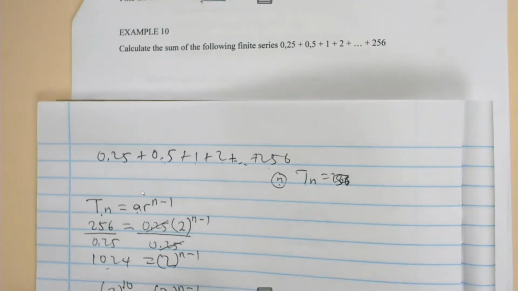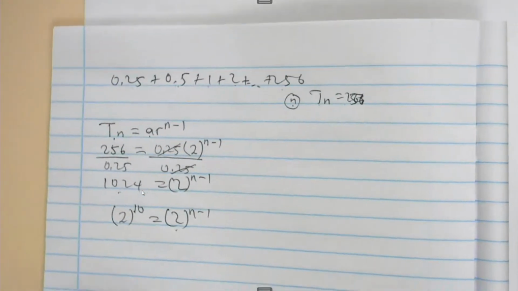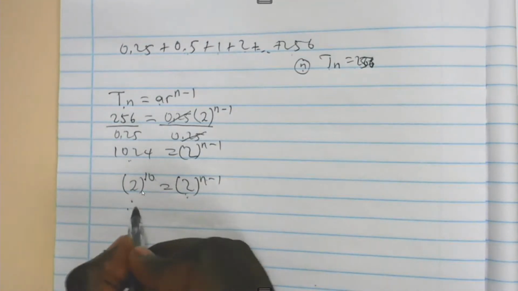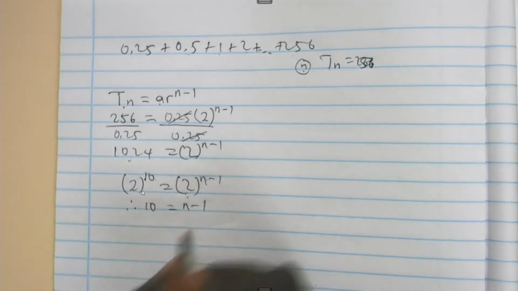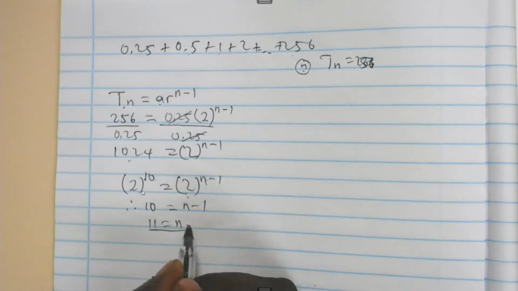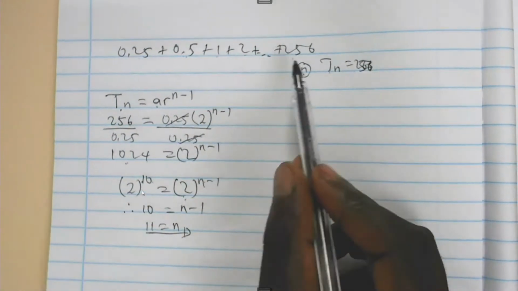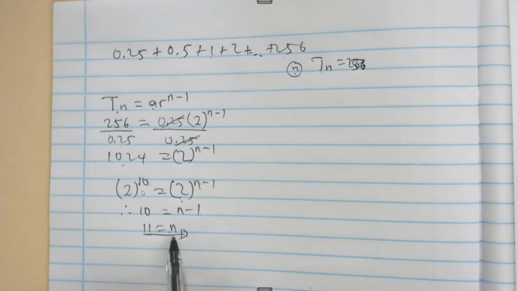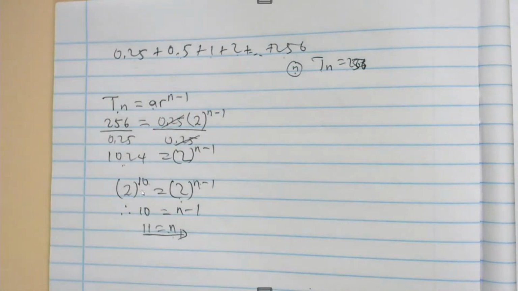If the bases are the same, we equate the exponents. Therefore, 10 is equal to n minus 1. Transposing, we have 11, equal to n. Therefore, 256 is term number 11. So in this question, we are required to find the sum of the first 11 terms of this geometric series. The geometric series is 0,25, 0,5, 1, 2, up to 256, which is term number 11.